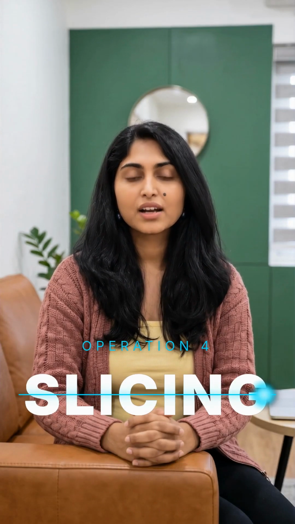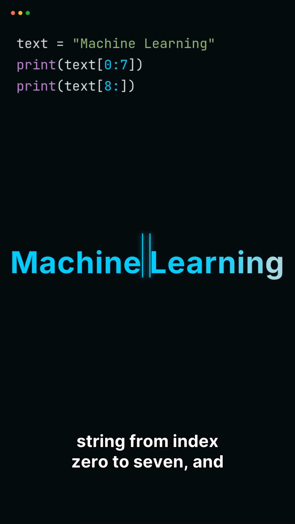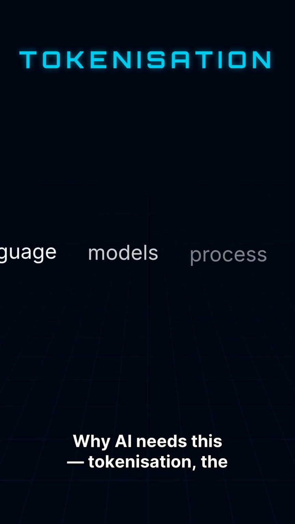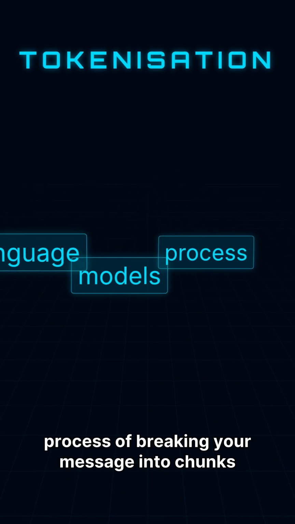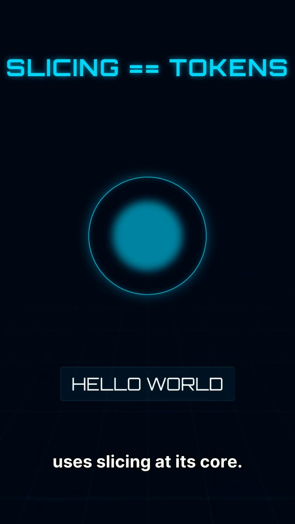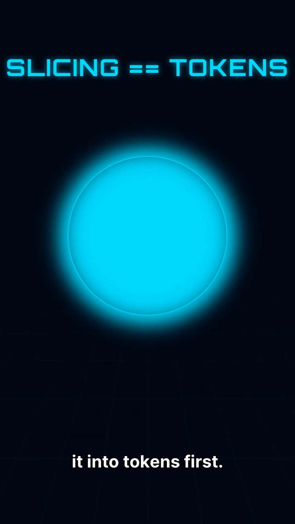Operation 4, slicing, grabbing any part of the string. We use square brackets to slice the string from index 0 to 7 and from 8 to the end. First gives you "machine", second gives you "learning". Why AI needs this? Tokenization, the process of breaking your message into chunks for an LLM, uses slicing at its core. When ChatGPT reads your message, it slices it into tokens first.